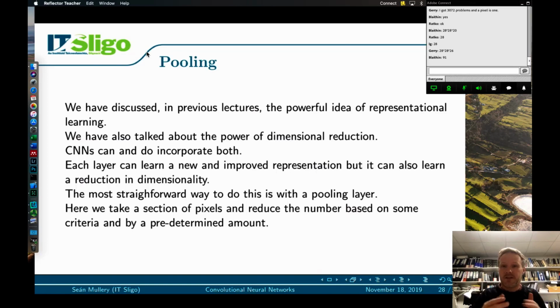Now, what we tend to find is that we reduce the dimensionality spatially, and we sometimes increase the dimensionality in terms of the number of filters that we have in each layer. But we eventually need to reduce that down as well, so that we end up with a reasonable output at the end. So the most straightforward way to do this is with a pooling layer.